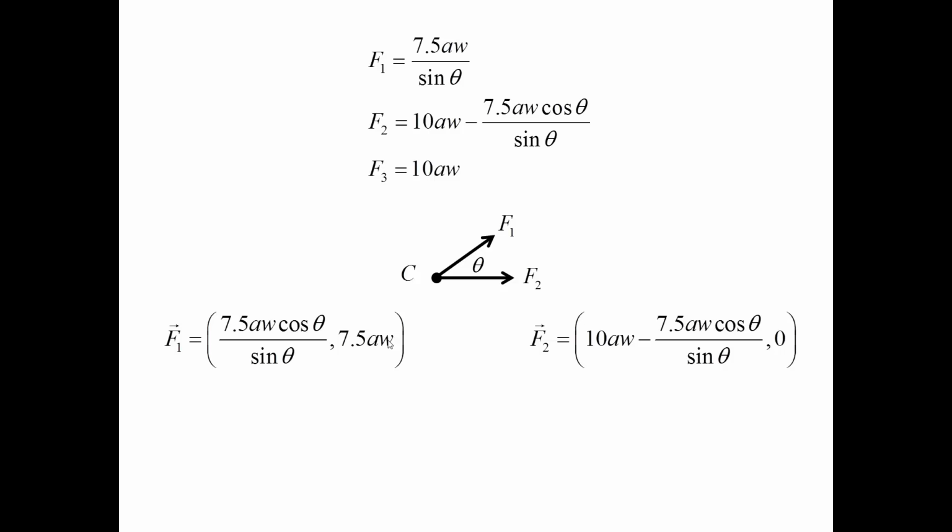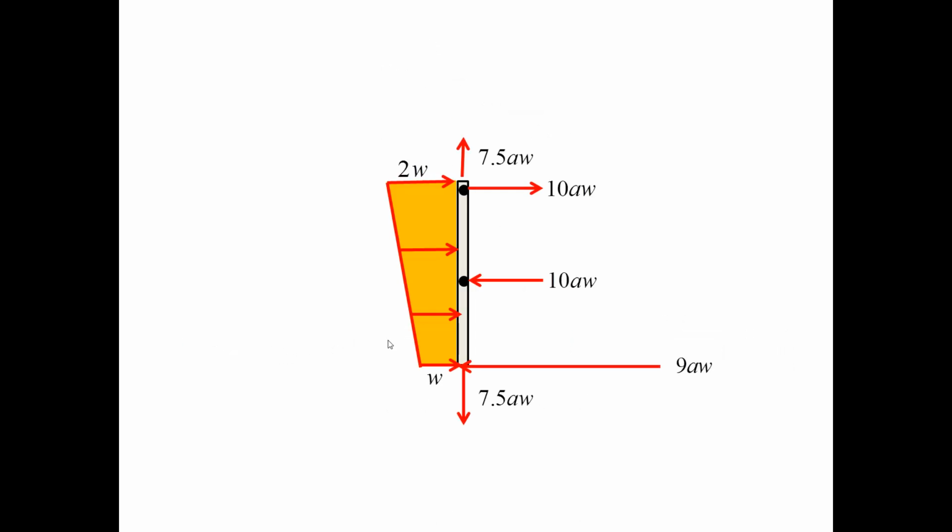Now, if I add these forces together, I obtained that the resultant force has a horizontal projection of 10 AW and the vertical projection of 7.5 AW, and therefore I can replace the forces acting at C by these two forces. This allows me to summarize the answer in the following form.